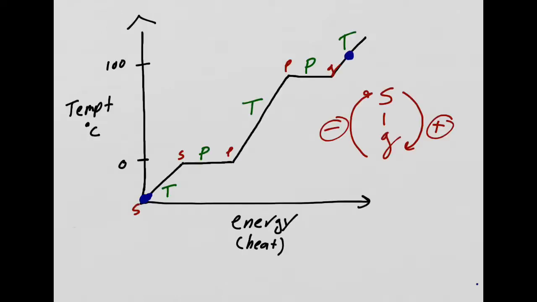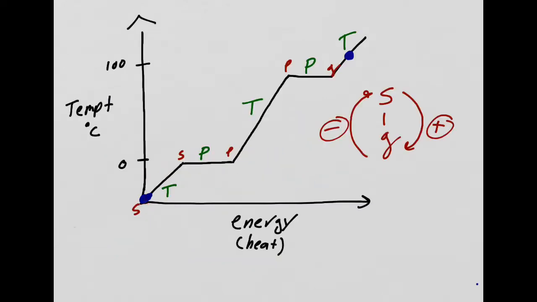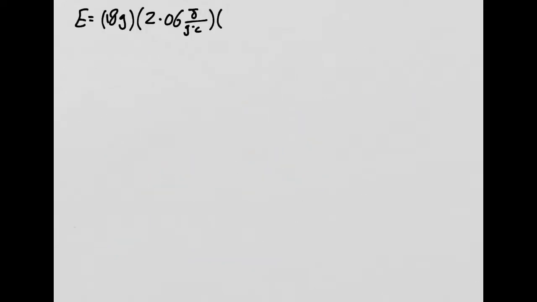Again, let's go back over here. So I'm at minus 10, trying to go to 0. And I have to use the specific heat of water solid, because right now this is solid. My T final is going to be 0 minus my T initial of minus 10 degrees Celsius. If I do that, I get 371 joules of energy.